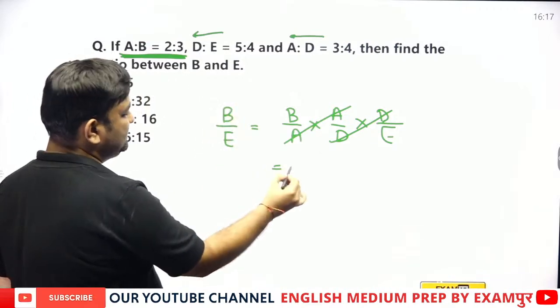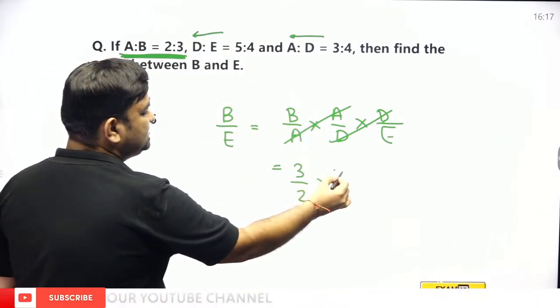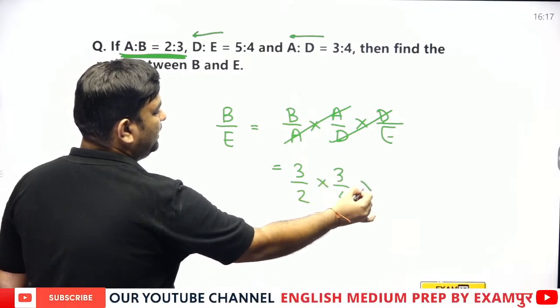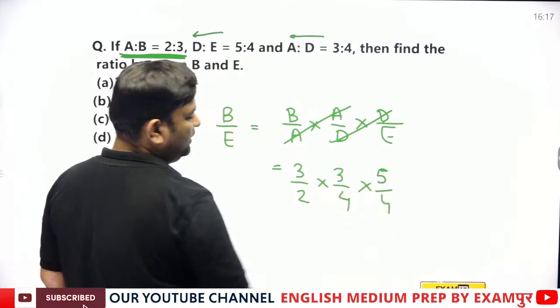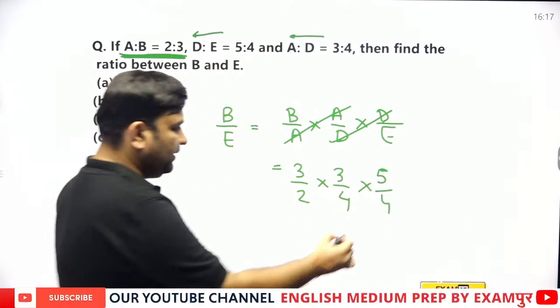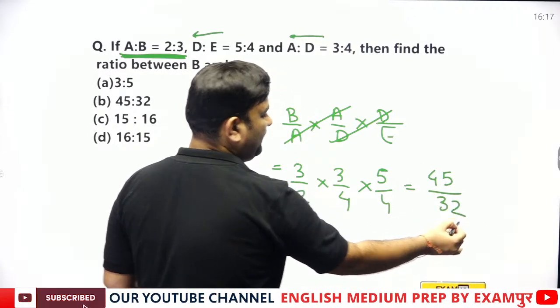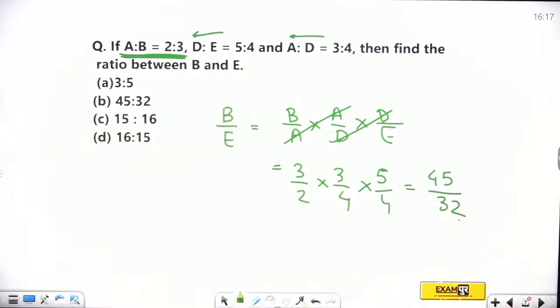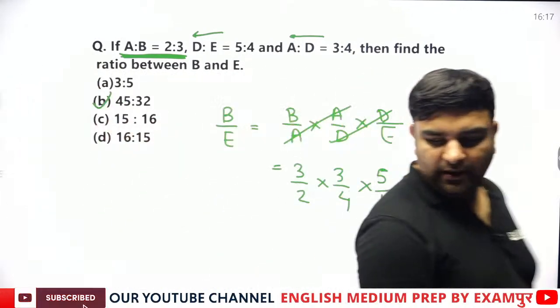B by A is 3 by 2. A by D is 3 by 4. And D by E is 5 by 4. Simplify. 45 ratio 32. Logical? Come on, tell me once. Is it logical?